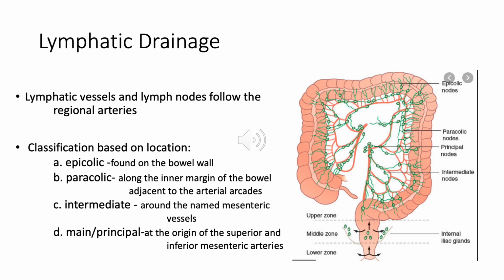The lymphatic drainage of the colon originates in a network of lymphatics in the muscularis mucosa. Lymphatic vessels and lymph nodes follow the regional arteries. Lymph nodes found on the wall of the bowel are called epicolic lymph nodes. Those along the inner margin of the bowel adjacent to the arterial arcades are called paracolic lymph nodes. Those around the named mesenteric vessels are called intermediate nodes, and those at the origin of the superior and inferior mesenteric artery are known as the main or principal lymph nodes.